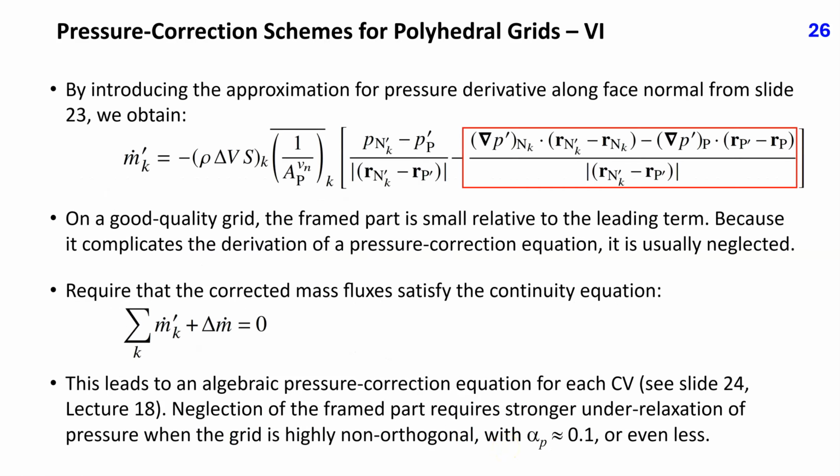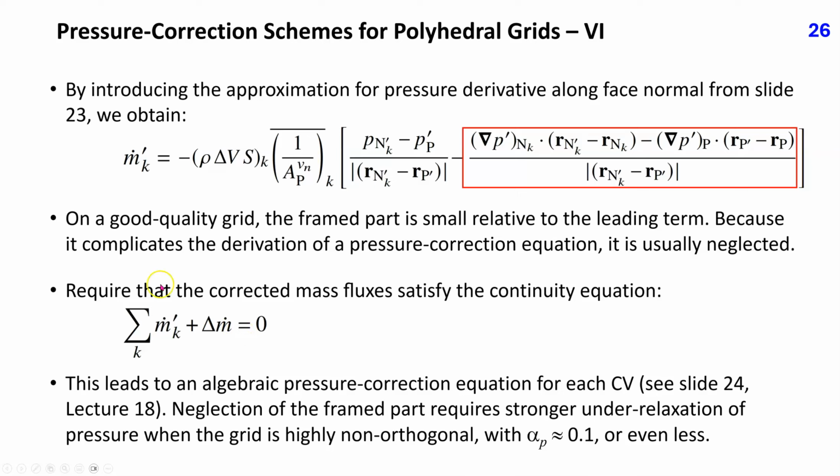By introducing the approximation for the pressure derivative along the face normal from slide 23, we obtain the following expression for the mass flux correction at face k. On a good quality grid, the framed part is small relative to the leading term. Because it complicates the derivation of a pressure correction equation, and at convergence all pressure corrections are zero, it is usually neglected. By summing mass flux corrections for all cell faces and mass fluxes from the predictor step, we obtain a corrected continuity equation.